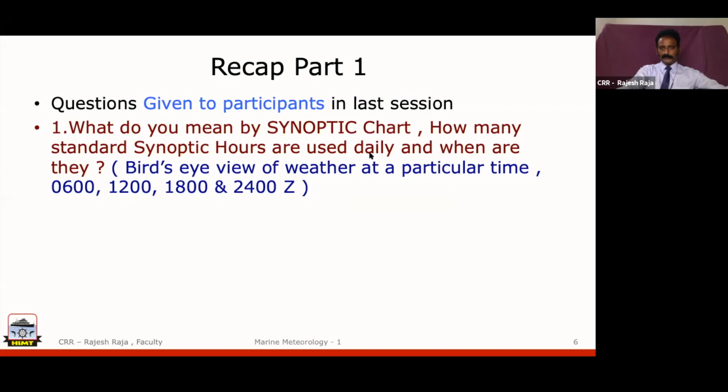It is all gathered from shore stations or from ship stations also. There are some permanent buoys and instruments doing the job as well. So all of them will be gathered. They'll give you a bird's eye view at a particular time. Usually there are four synoptic hours and they are in GMT to keep the standards. So this was the answer. I know some of you had answered this already, so this is a recap.